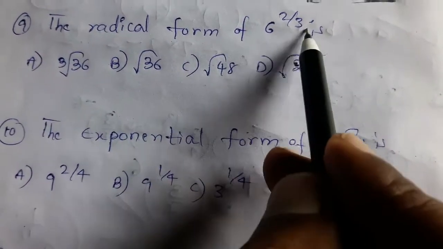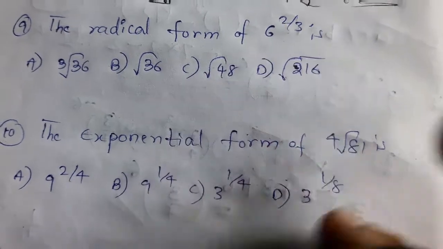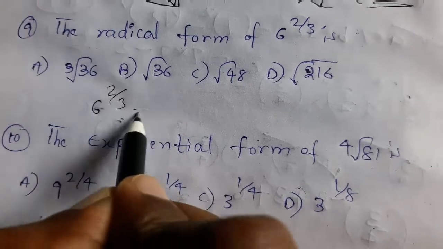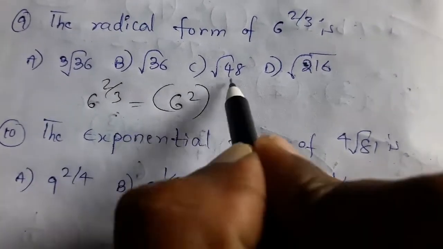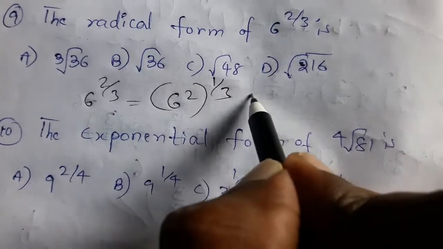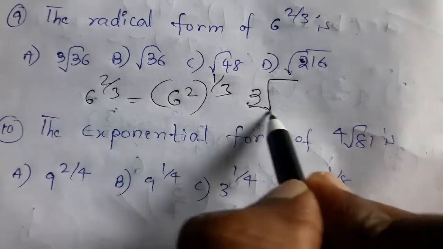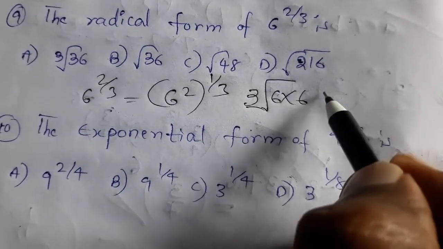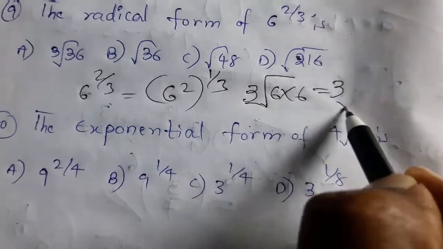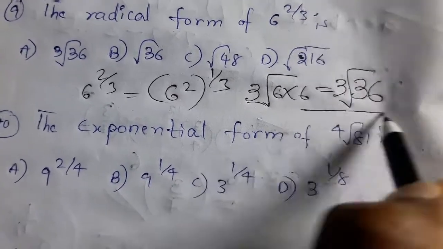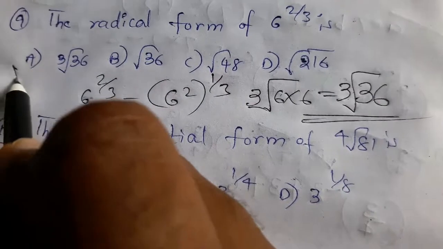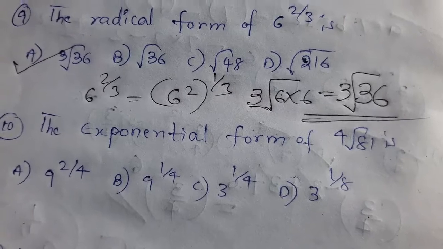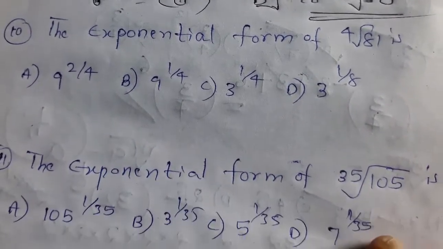The radical form of 6 power 2 by 3. This can be written as 6 square whole power 1 by 3. This is 3rd root of 6 into 6. That means 3rd root of 36 is the answer of the given question. That means option number A is the right answer of the given question. Now move to next question.